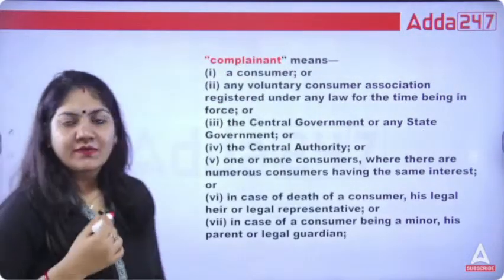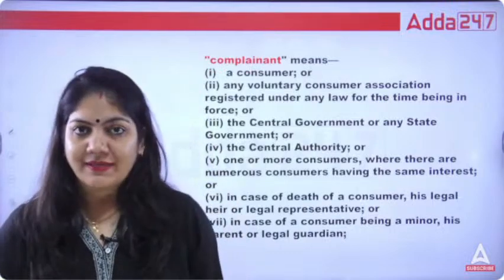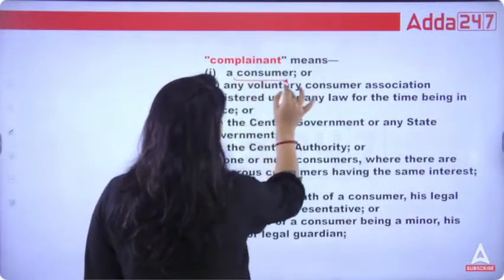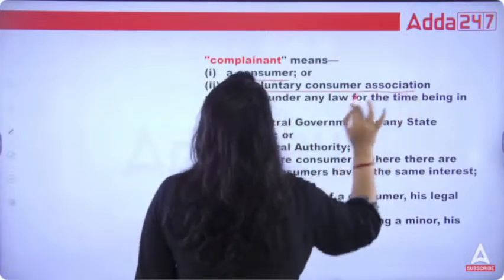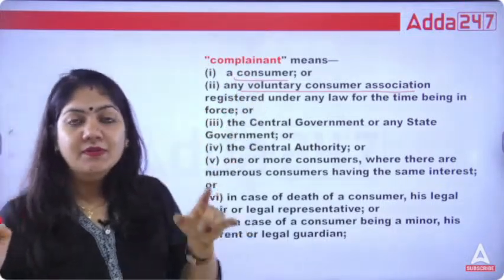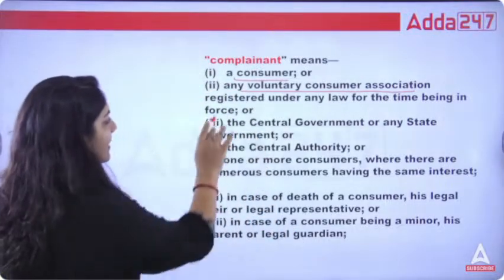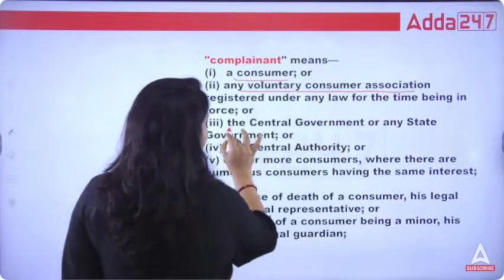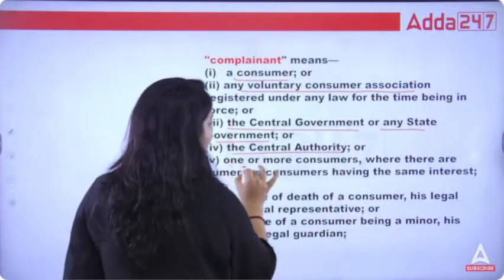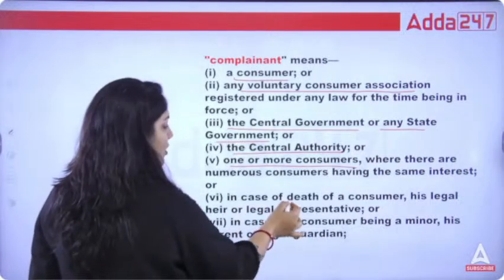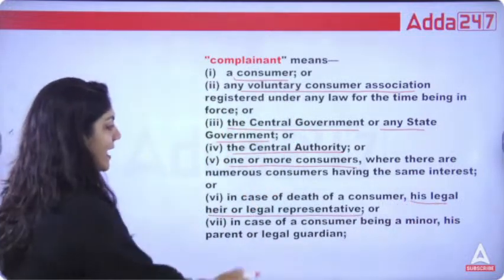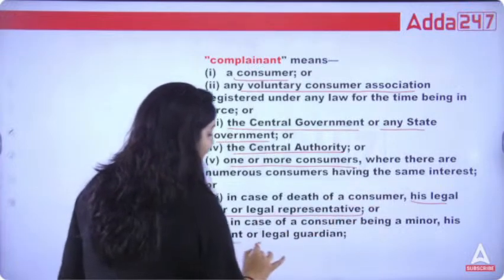What is a complaint? We are the consumer. Under the Consumer Protection Act, we have to complain. So complaint is basically a consumer or any voluntary consumer association. What is a complainant? This is not complaint, this is complainant. So a complainant is the person who complained. So a consumer is a complainant, any voluntary consumer association, the central government or any state government, the central authority, one or more consumers. In the case of death of the person, his legal representative will also act as a complainant, and in case the consumer is a minor, his parent or legal guardian.